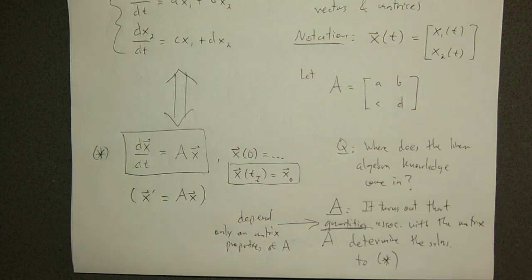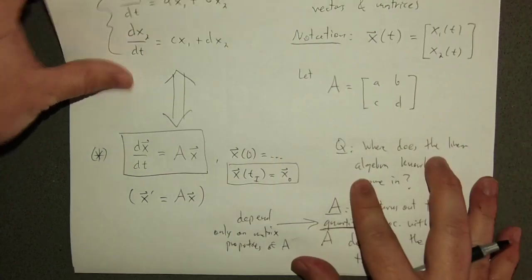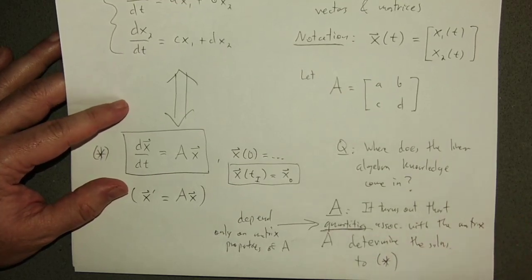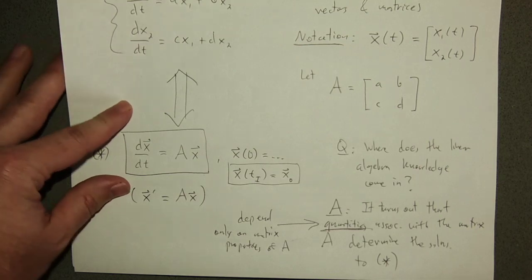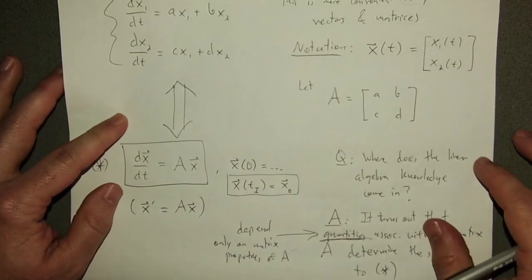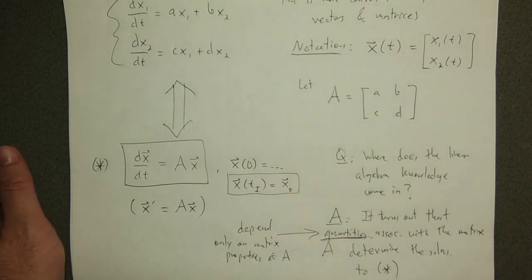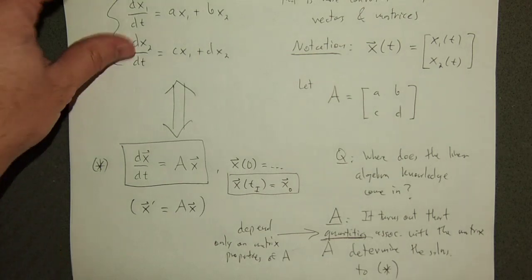So this is the point. All right. And so specifically, the quantities associated with A that matter are its eigenvalues. Okay, eigenvalues and the associated eigenvectors. So if you know what eigenvalues and eigenvectors are, then you are in for an extremely easy time. If you don't know that, well, then that's what we're going to learn right now.